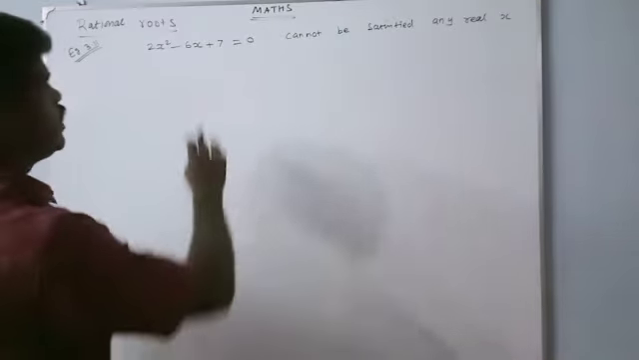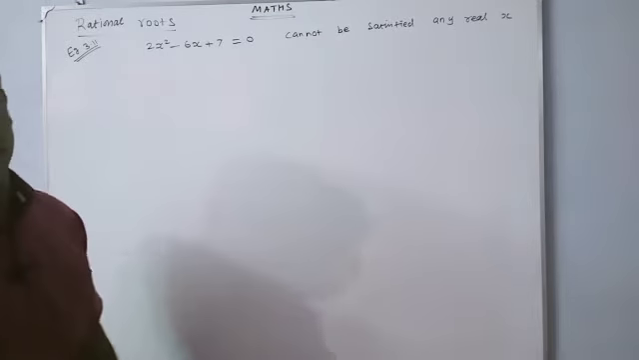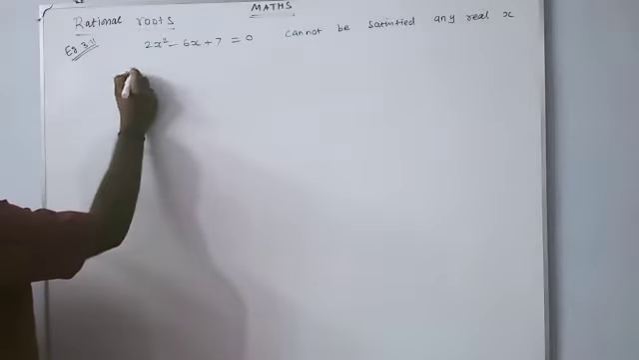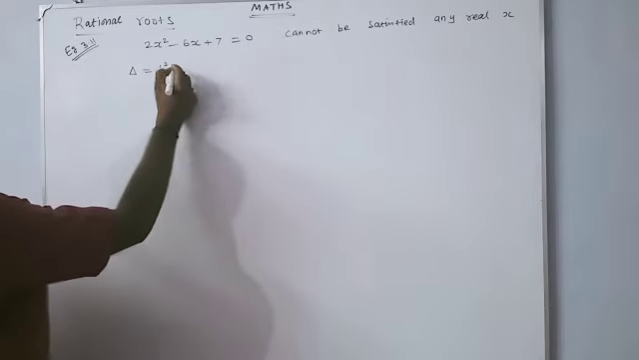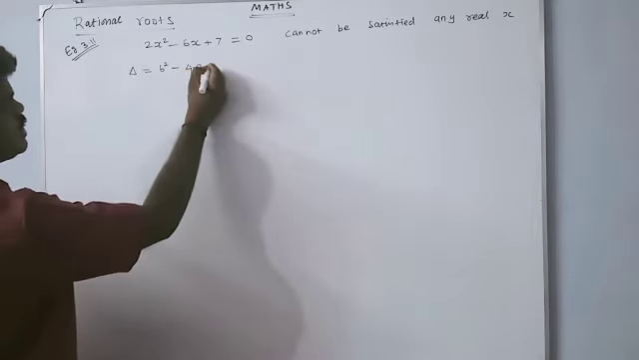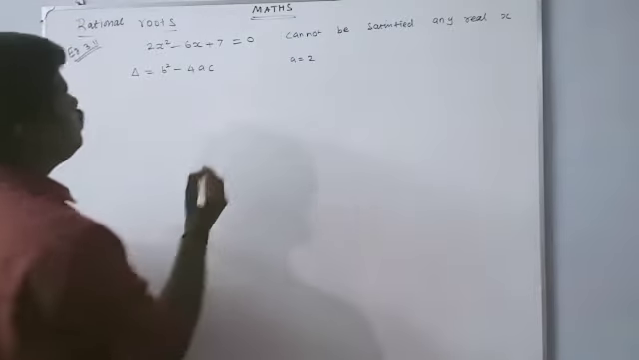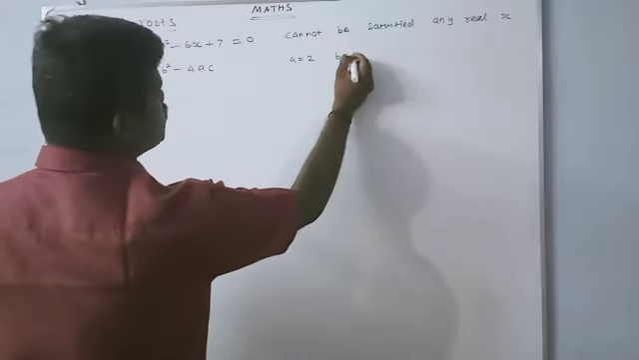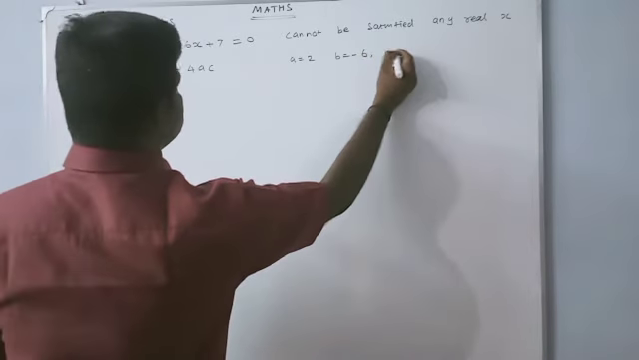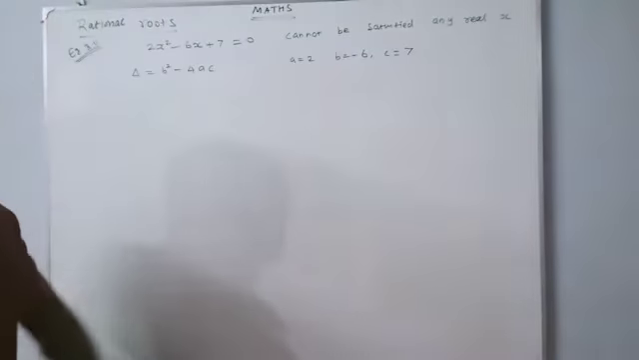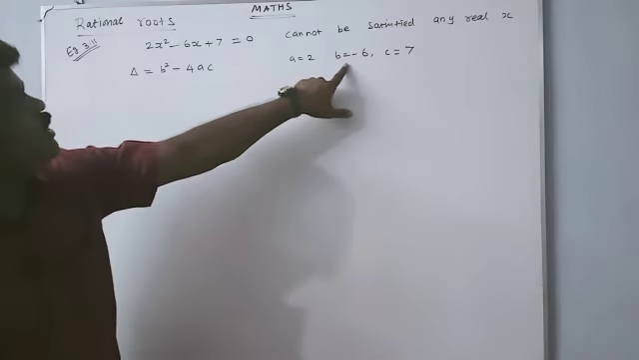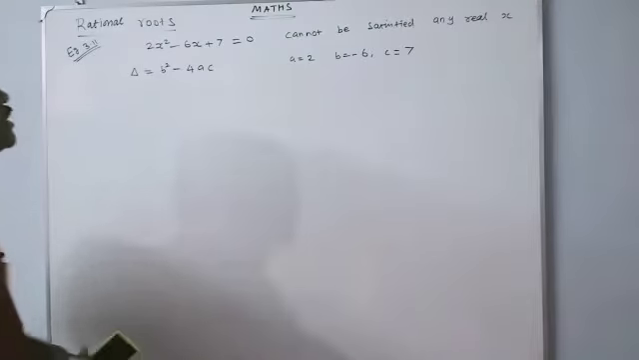First of all, we have to find the discriminant. Do you know the discriminant? Delta is equal to b squared minus 4ac. This is the discriminant. Here a equal to 2, b equal to minus 6, c equal to 7.